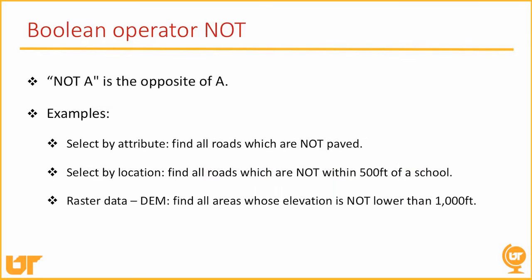The Boolean operator NOT. The statement not A is just the opposite of A, and the NOT operator excludes the unwanted records or features from the search. For example, you want to find all roads which are not paved, or you want to find all roads which are not within 500 feet of a school, etc.